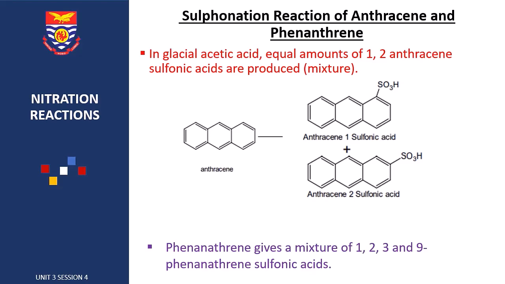In sulfonation of anthracene and phenanthrene in glacial acetic acid, phenanthrene gives a mixture of 1, 2, 3, and 9 sulfonic acids. However, anthracene produces equal amounts of 1-sulfonic acid anthracene and 2-sulfonic acid anthracene. So the 1-substituted sulfonic acid anthracene and the 2-substituted sulfonic acid anthracene are produced in equal amounts in the mixture.